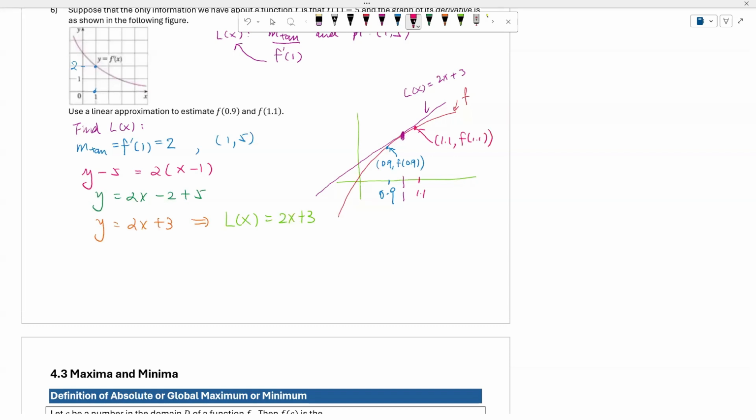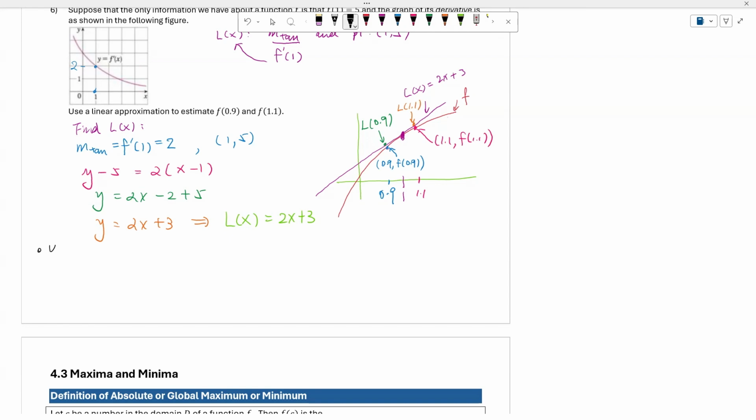If you look at this graph right here, the function is this f function, and f of 0.9 is here. It is really close to L of 0.9, isn't it? And similarly, f of 1.1 is really close to L of 1.1. So this is the reason why we could use linear approximation to approximate.